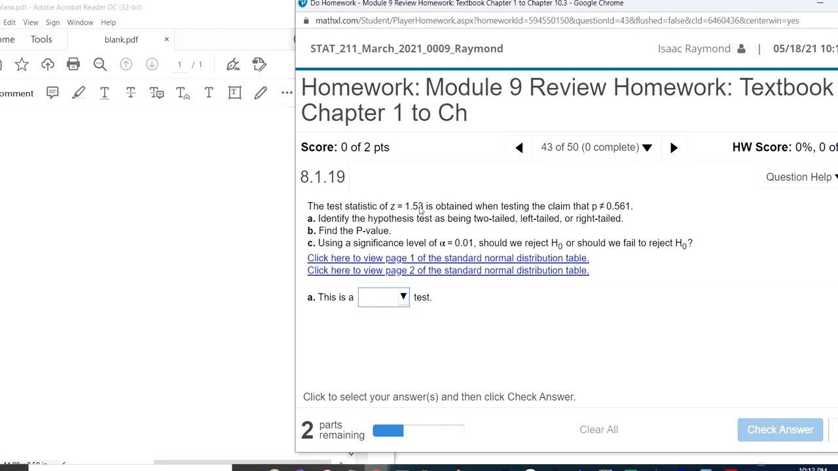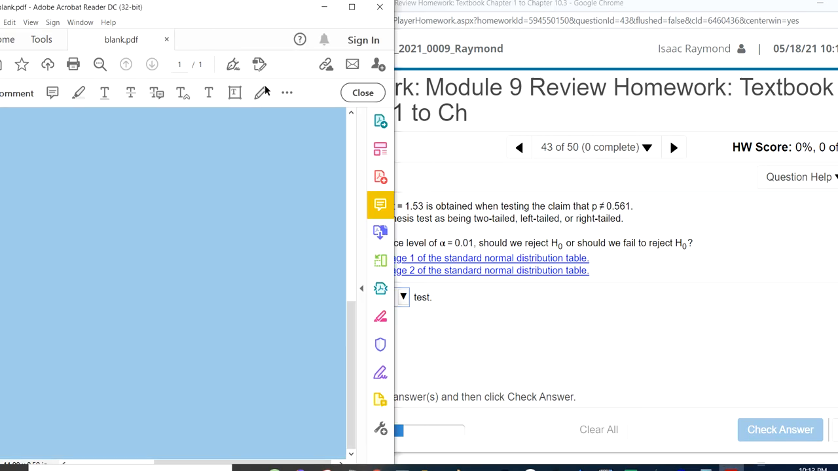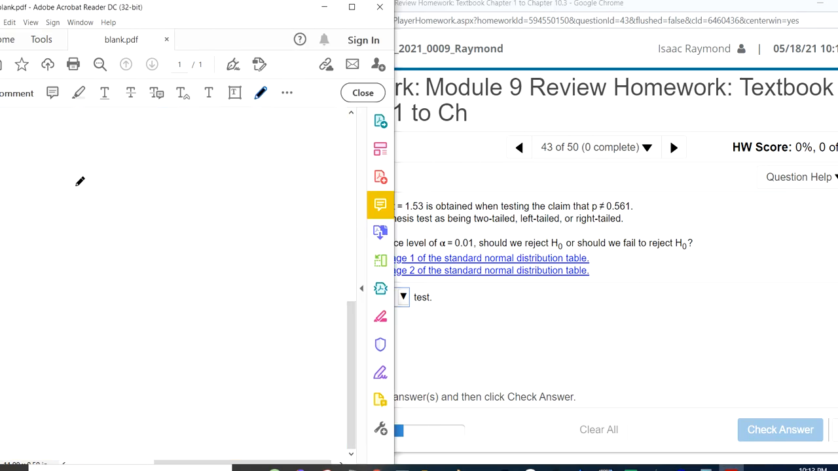We've got a test statistic, and we've got a claim that p is not equal to 0.561. So that does not equal, too simple. That means it could be less than or could be greater than, right? If you're not equal to something, it means you're less than that number, or you're greater than that number. So p does not equal, that means we have a two-tailed hypothesis test. Okay, there's two rejection regions, one on the left and one on the right.